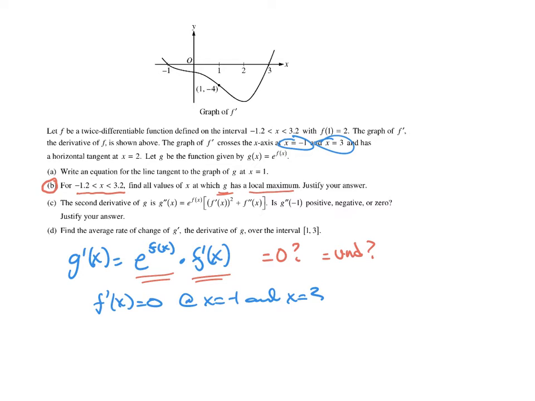So let's make a sign diagram and see what happens. Remember, we're making a sign diagram on g of x. Let me just remind you. Excuse me, g prime of x. So here's the sign diagram on g prime.